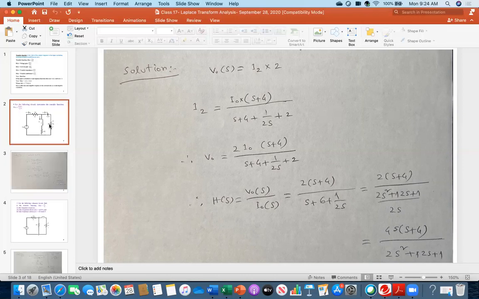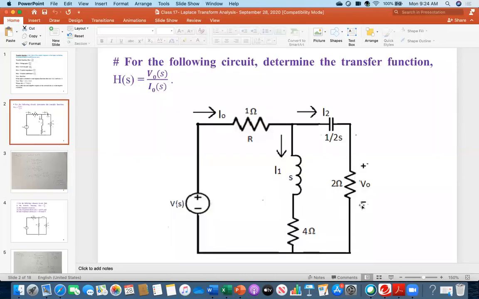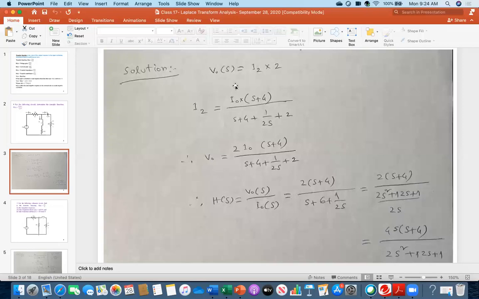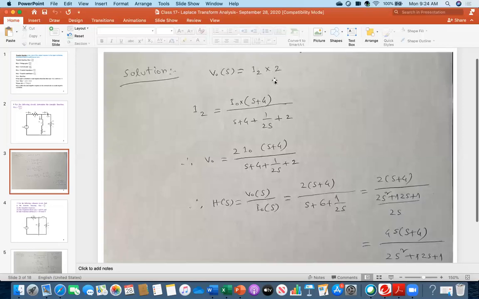Okay. So first of all, look at the main circuit. V0 means you have to find out the voltage across the 2 ohm, right? So if you know the current is I2, it is defined by the symbol I2. We just replace I2 for V0. So this means V0 is 2 multiplied by I2. That is the very first line you see at the top, I have written that. Okay, I get it. Thank you. Most welcome.